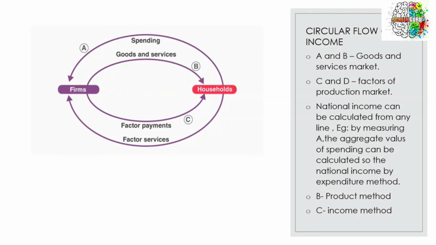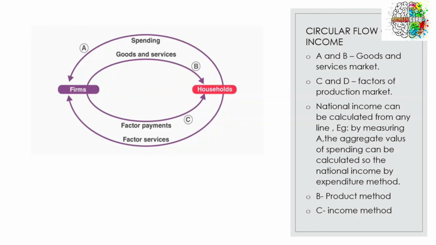Say for example, the A and B dotted lines are called the goods and services market, because as the name suggests, goods and services will be provided by the firm to the household, and the household in turn will be spending the money A to the firms. Okay, and C and D are called the factors of production market, wherein households will be supplying the factor services and firms will be paying the factor payment to the households.